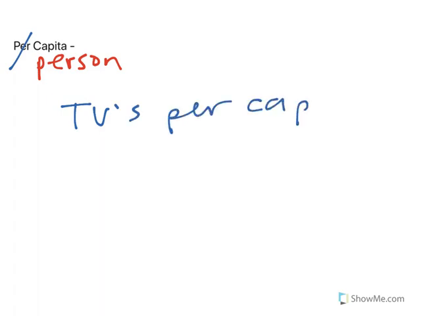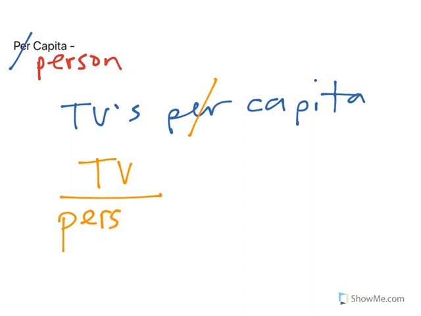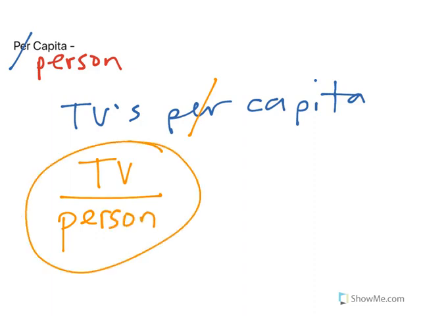Per capita is a particular way of writing a ratio, and what it really means is per person. So when we're getting into this, you want to think of the per as the fraction bar. If I'm talking about TVs per capita, I can write that as a ratio where I put my number of TVs on my numerator, per is the fraction bar, and capita means per person. So I'm really trying to find the number of TVs per person. That's what per capita means, and it's simply a ratio.